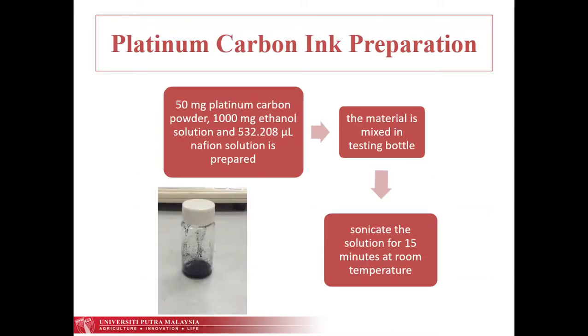The next one is the platinum carbon incorporation. This is because platinum carbon comes in powder form. So to fabricate on the membrane, it needs to be in liquid form. So first, 50 mg platinum carbon powder, 1000 mg ethanol solution, and 532.208 microliter ethanol solution is prepared. This material is then mixed in a testing bottle.